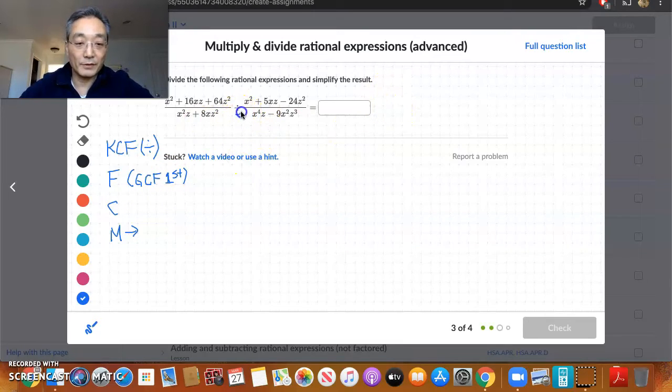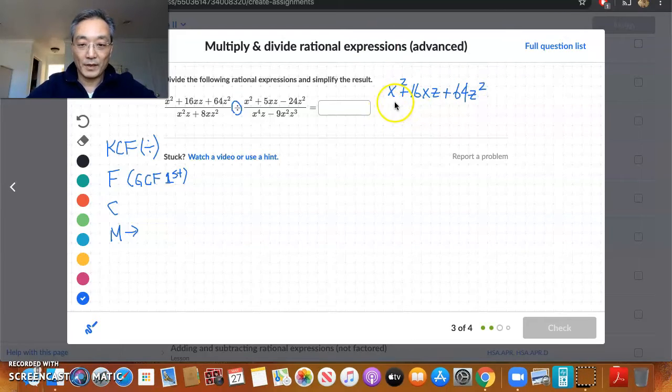This is definitely a division, right? So we're going to have to apply KCF. So let's do that. We have x squared plus 16xz, there's going to be a lot of variables in here, plus 64z squared, and this is going to be over x squared times z plus 8xz squared.